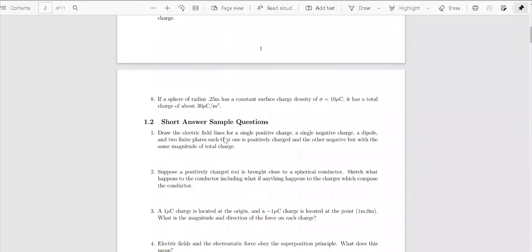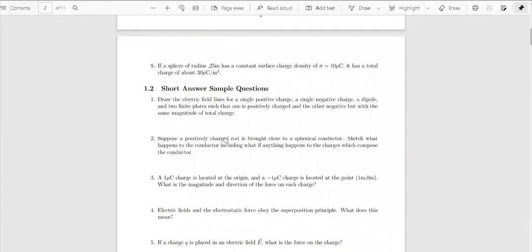The electric field is always going to be constant over that sphere. All right, one more. If a sphere of radius 0.25 meters has a constant surface charge density of 10 microcoulombs per meter squared, it has a total charge of about 30 microcoulombs. So the meter squared should actually be over here, my bad. So no, this is false.